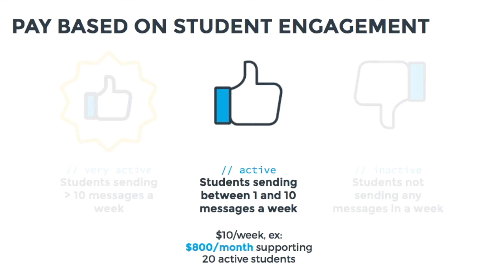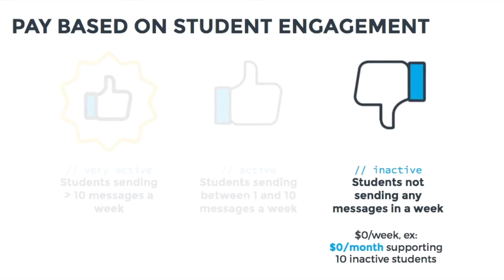If a student is medium active, and they send you between 1 and 10 messages per week, you will receive $10 for this week for this student. And if one of your students isn't active at all and you don't get any messages, you won't be paid for this student, and all of the payments accumulate to a monthly paycheck that you will receive in the middle of the month for the previous month.